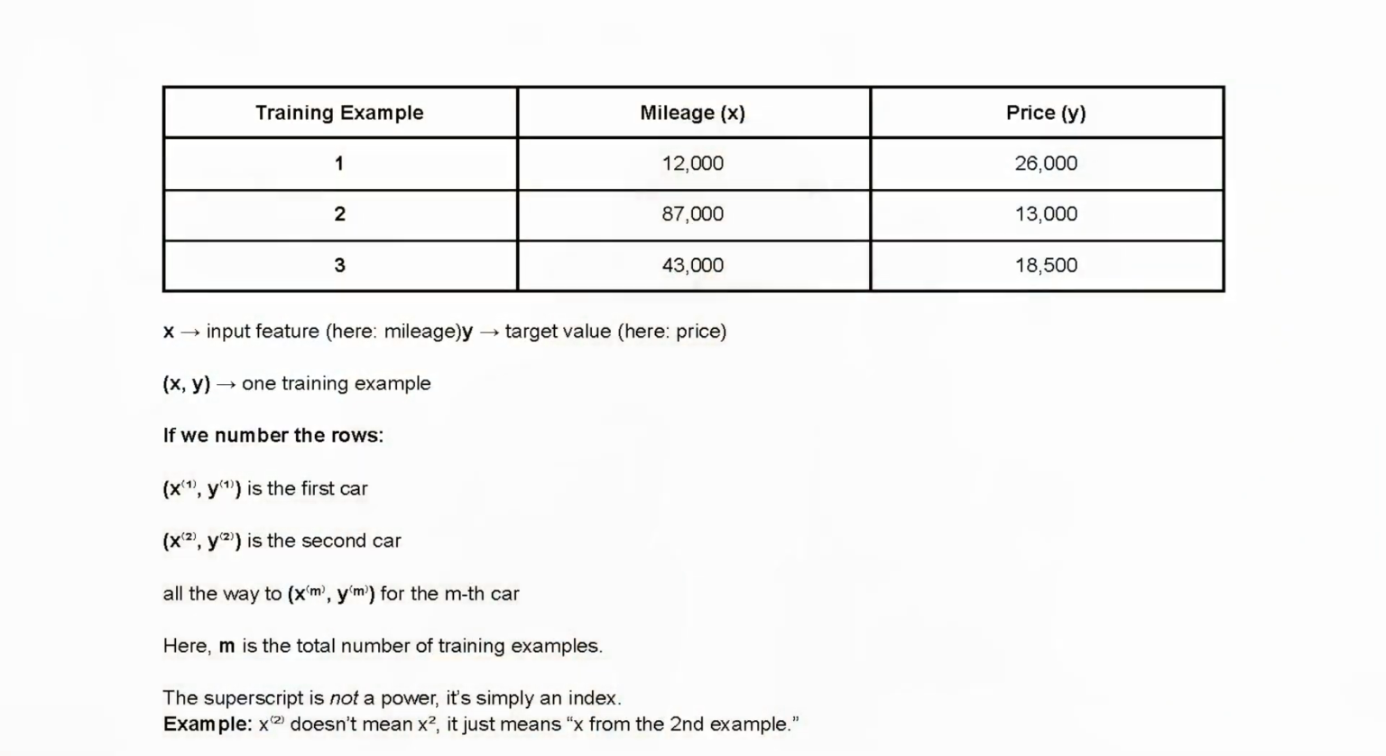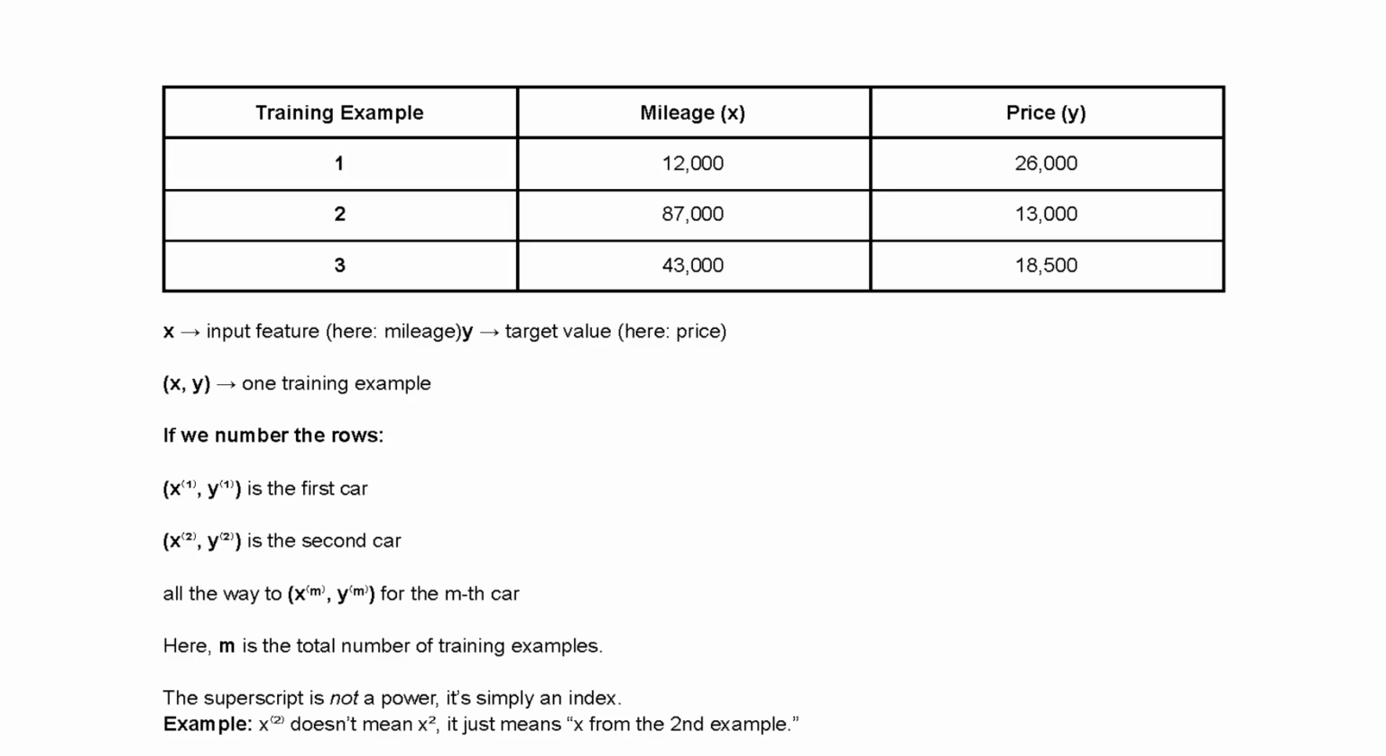Let's talk about standard ML notation. But don't worry, this might seem a little bit confusing at this point, but it becomes natural as we progress. In machine learning, we use simple symbols so we can talk precisely. X is always our input feature. Here, in our example, the mileage. Y is the target value. In our example, the price. A pair of X and Y gives us one training example.